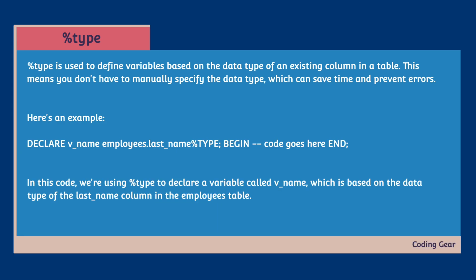%TYPE is used to define variables based on the data type of an existing column in a table. This means you don't have to manually specify the data type, which can save time and prevent errors. Here's an example. DECLARE v_name employees.last_name%TYPE; BEGIN -- code goes here END; In this code, we're using %TYPE to declare a variable called v_name, which is based on the data type of the last_name column in the employees table.